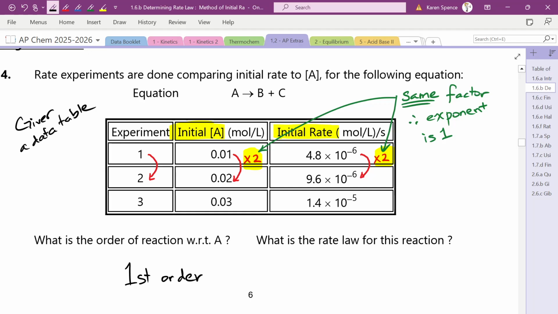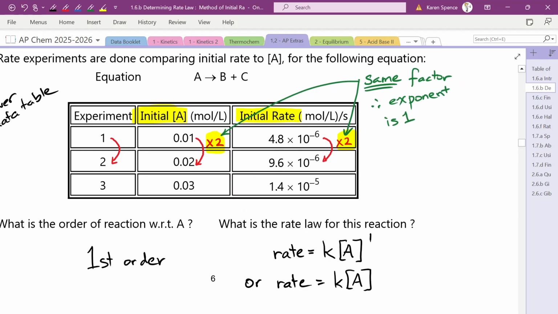And if we had to write the rate law for this, what would we write? What's the first thing we write? Rate equals constant, concentration of A, and then it's up to you whether you write the 1 or not. So you could either do this, or you could just write rate is equal to k times the concentration of A. I would probably not write the exponent 1 just because it's a little odd. This is probably better.